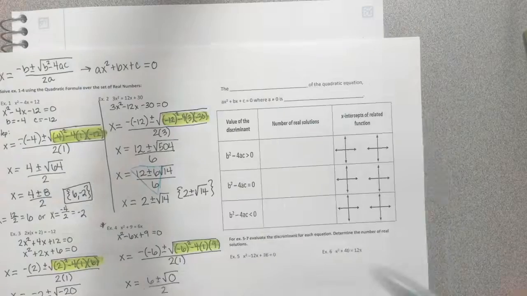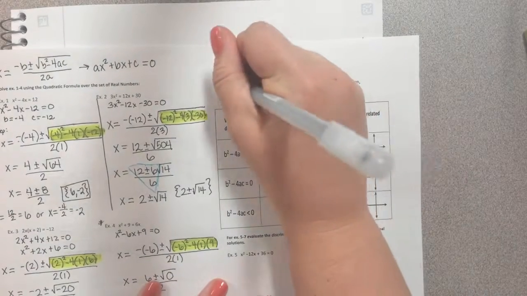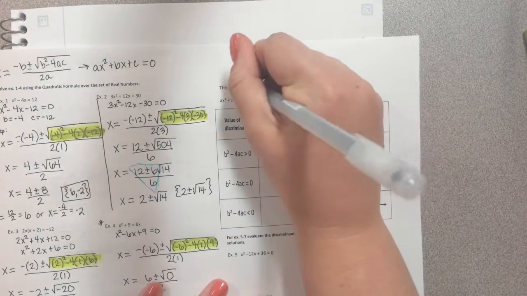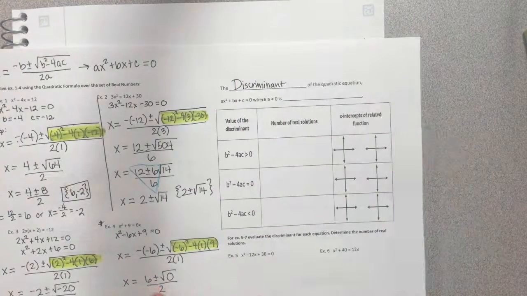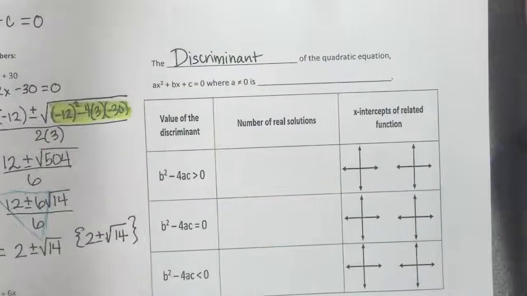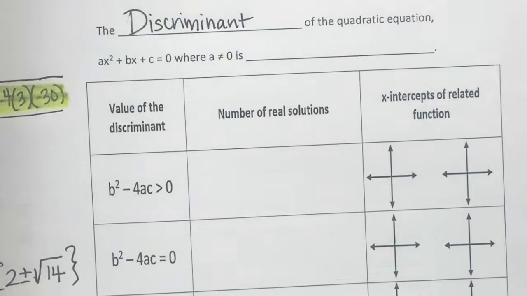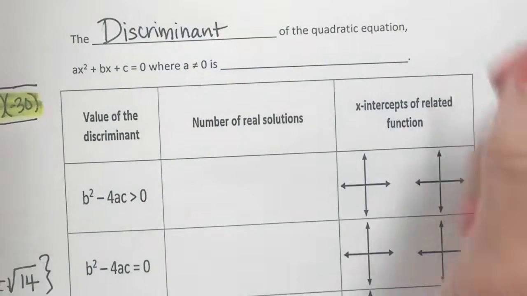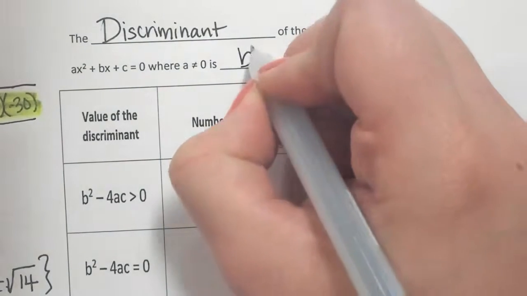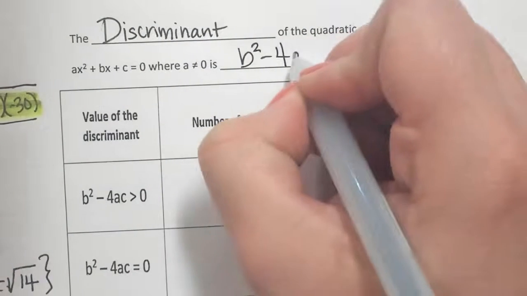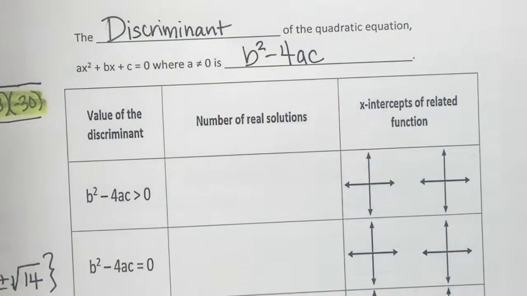So let's come over here. The discriminant, not discriminate, discriminant, okay? The discriminant of a quadratic equation in standard form where a is not equal to 0 is the stuff under the square root, which is b squared minus 4ac. The stuff we type into the calculator. Okay?